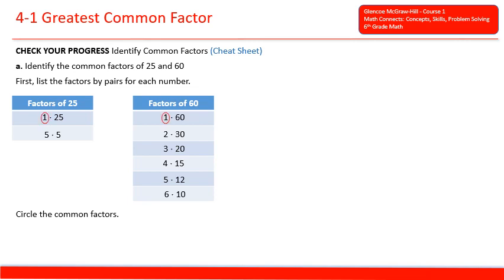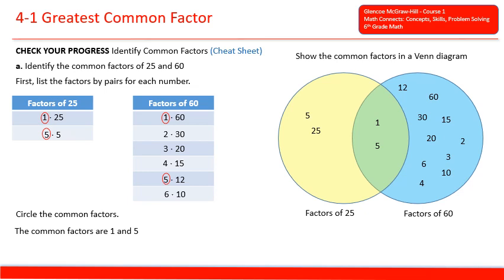So let's circle the common factors. We have 1 and 5. So the common factors are 1 and 5. If we made a Venn diagram of the factors of these two numbers, that's what it would look like. 60 has a lot of factors. And notice that there's a 5 for 25 inside the common area for both factors, and then there's one outside because there's two 5s in the factors. So we have to list it both times, but only one is common to both numbers.